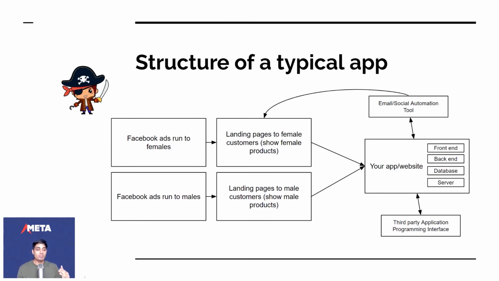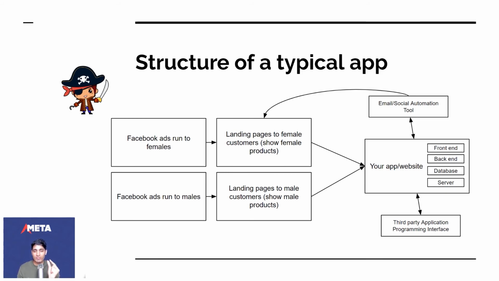But the truth is, people are not going to organically land on your website unless you're massive, unless you're a big company and everybody knows about you. Instead, what you would most likely be doing is advertising. So maybe you have 2 sets of ads. One set of ads run to females where you show them a landing page just with female clothes. Because obviously, if you run an ad to somebody and they just see male clothes and they're female, they're just not going to be interested.